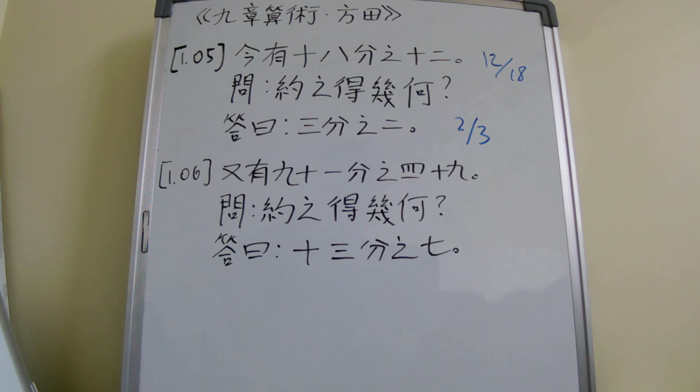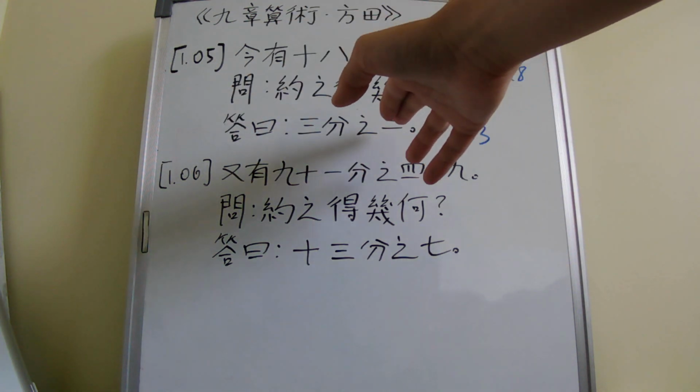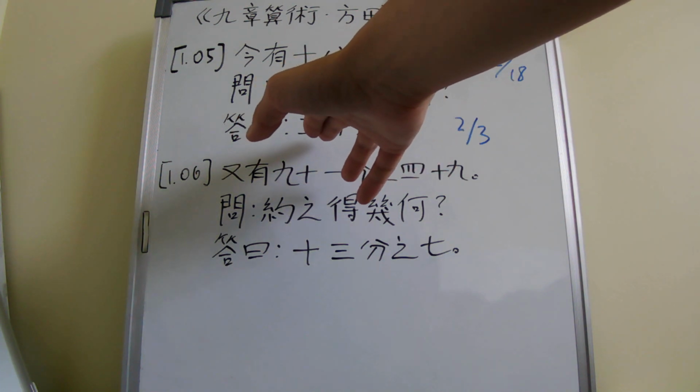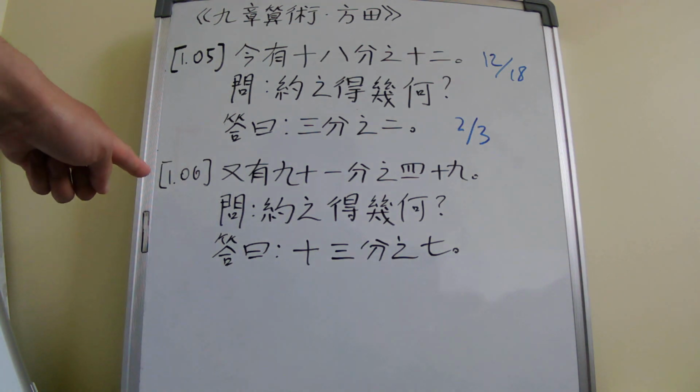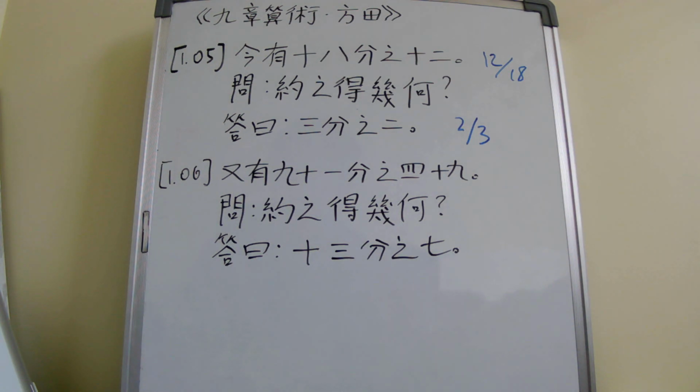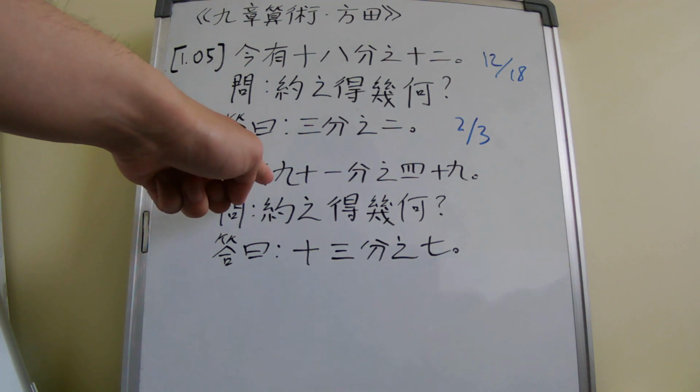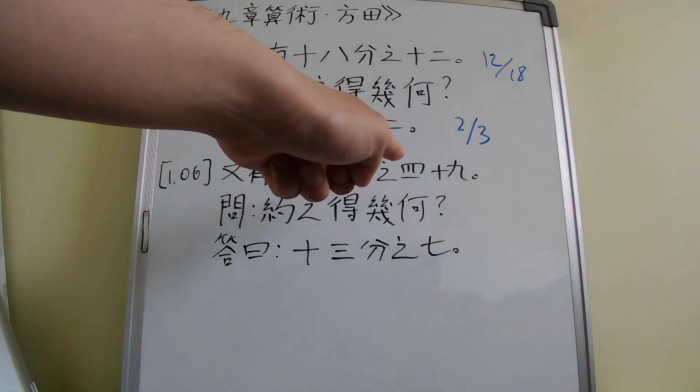So this is true even today in modern Chinese. The word 分 means parts of or to separate. And when it comes to fractions, they first state the denominator before the numerator. So it's saying out of 3 parts, there are 2 parts. That's what it means. Okay, so for 1.06, we see the next problem says, 又有91分之49.